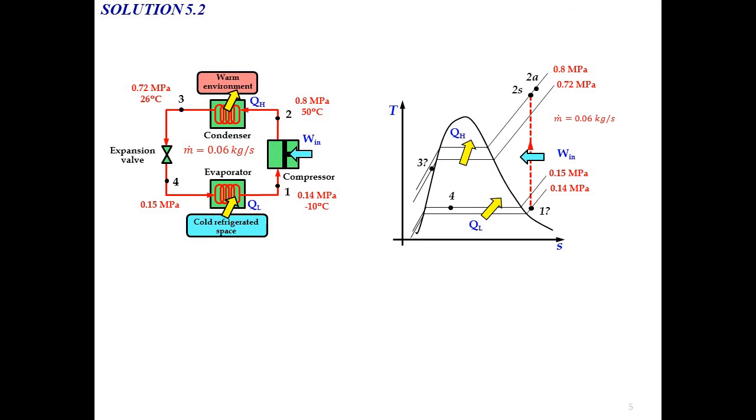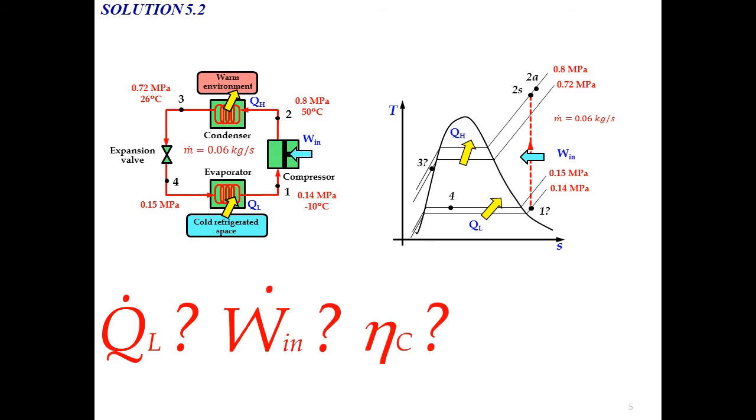So these are the data that we can obtain for the TS diagram, but the TS diagram is not complete yet. After we determine all the values of enthalpy and so on, we can draw the complete TS diagram for this question. After that, we need to determine the value of QL, W in, then the isentropic efficiency for the compressor, and the last one, we need to determine the performance of the refrigerator, COPR.